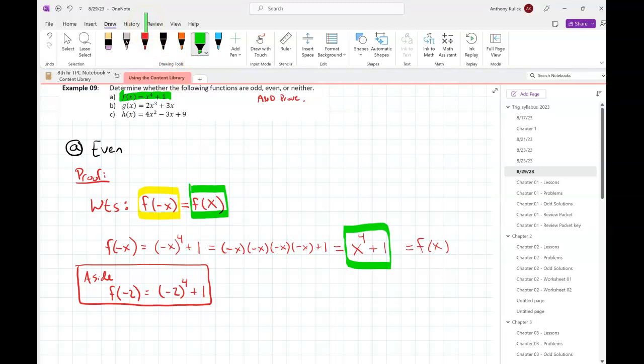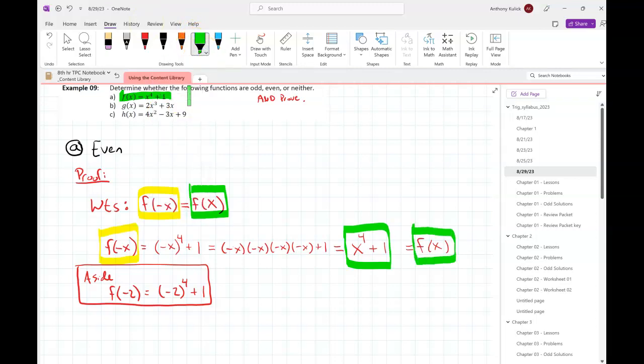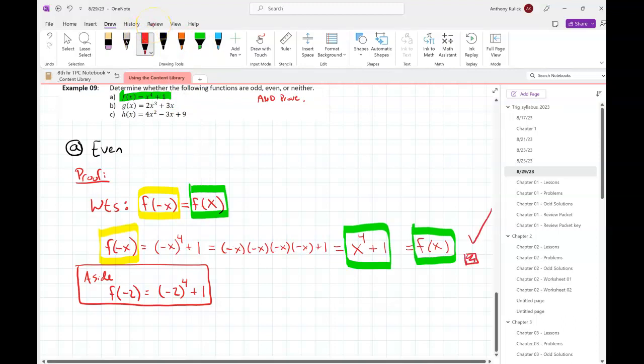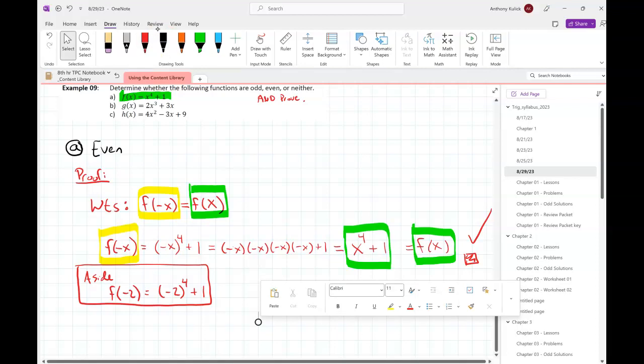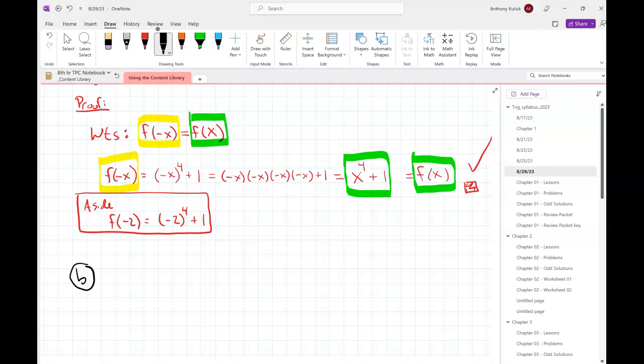So what do I have here? We started with f of negative x, and we've shown that that's equal to f of x. That's what we wanted. We're done. That's it. We did it. Everybody okay with kind of what we accomplished here? Okay. Again, if you're not quite sure, if you want to ask a question, just interrupt. No big deal.